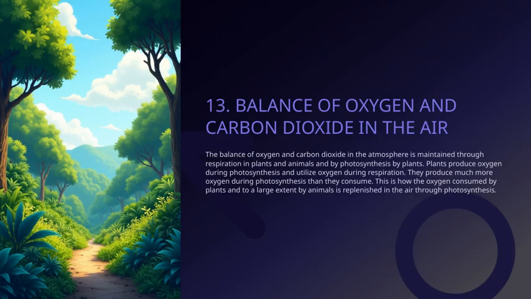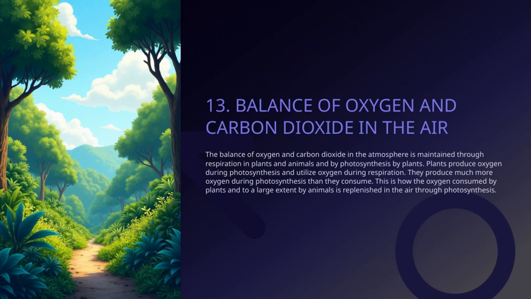Now, let's talk about the balance of oxygen and carbon dioxide in the air. This balance is really important for maintaining life on Earth. It's kept in check through a natural cycle involving both plants and animals. Plants play a crucial role here because they perform photosynthesis, during which they produce oxygen. At the same time, they also respire, which means they use some oxygen.